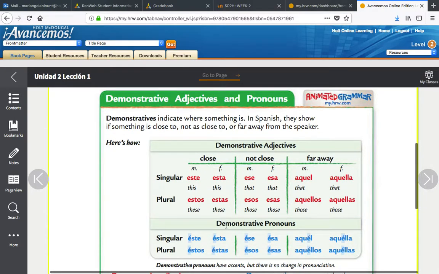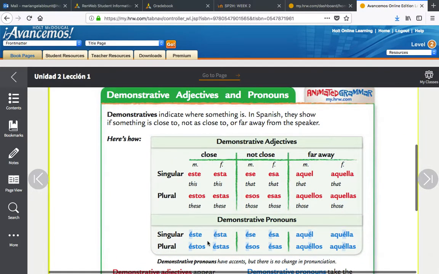Now we're going to talk about demonstrative pronouns, okay? As you see, look, they're all the same as this one right here. But the only difference is these ones have accent marks. This one does not have an accent mark. So how are you going to use this one right here? Exactly the same way you use this one right here. But in this case, you don't mention the object because we already know what you're talking about, all right?